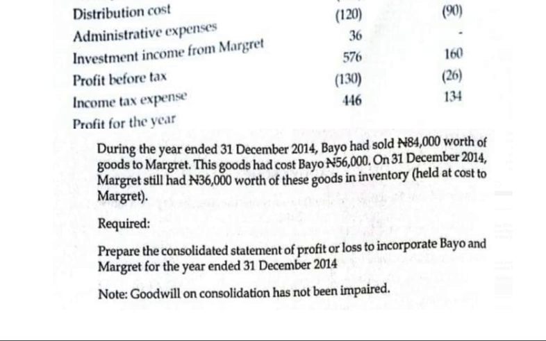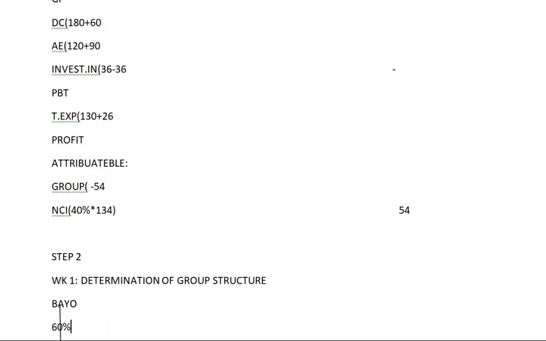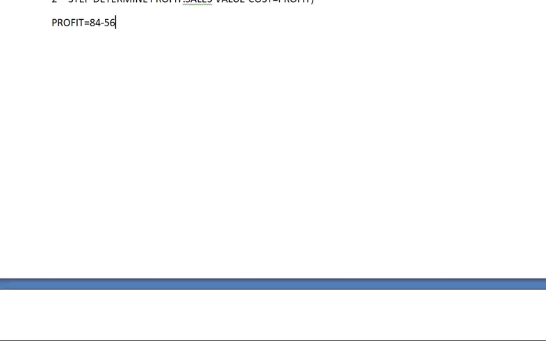So the cost of sale is just like what we are even doing under your profit or loss. For you to determine your gross profit is revenue minus cost of sale. That is the same thing you will do to get the profit. It's as simple as that. So therefore, the profit for the year is 84 minus 56, and that equals 28. So that's step 2.